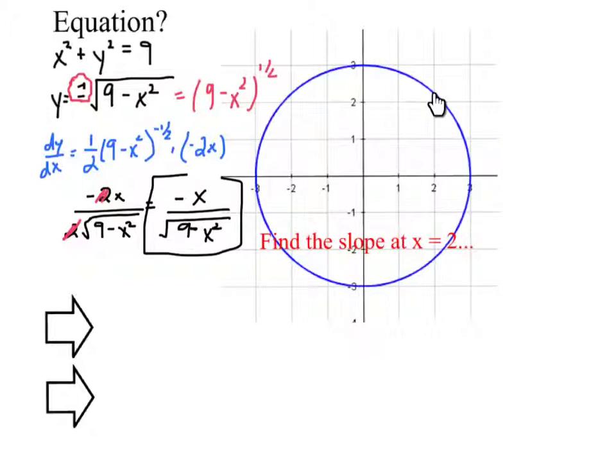Now, what's interesting about this, of course, is that when I say find the slope at 2, well, here's 2, but here's 2. You might guess that the slopes will have the same absolute value. You'd be correct. If one is positive 1, the other is negative 1, they're going to have the same absolute value. Well, if I plug 2 in, I get negative 2 on top, and 9 minus 4, so I get negative 2 over the square root of 5, a negative slope. So it gives me this slope right here, the one that's negative.